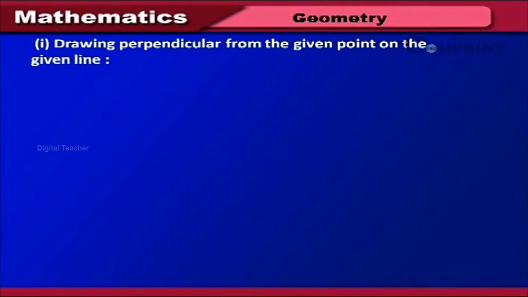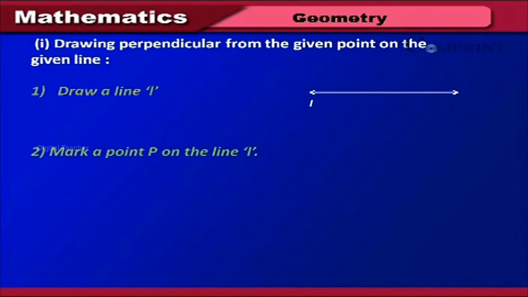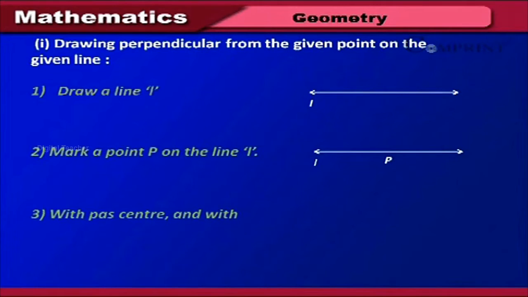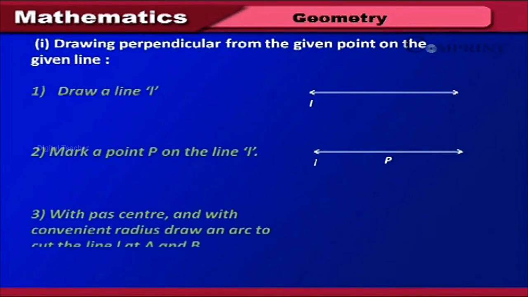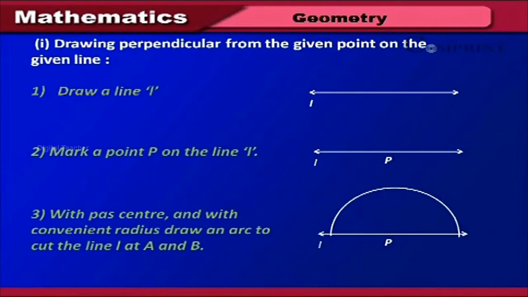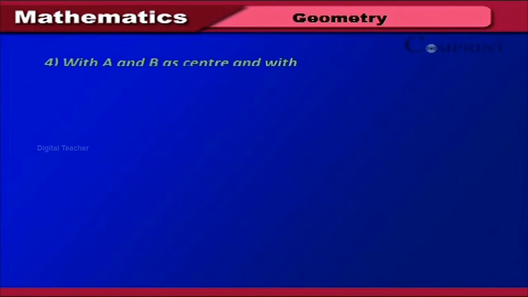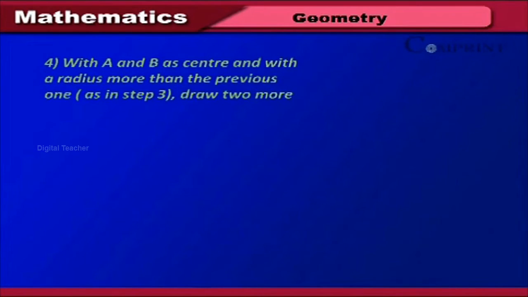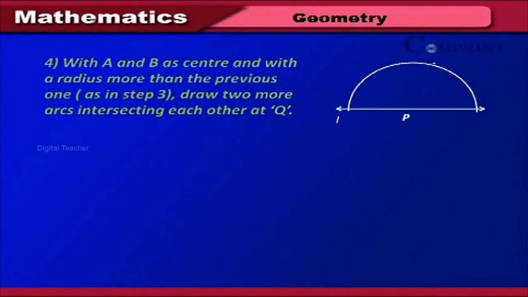Drawing perpendicular from the given point on the given line. 1. Draw a line L. 2. Mark a point P on the line L. 3. With P as center and with convenient radius, draw an arc to cut the line L at A and B. 4. With A and B as centers and with a radius more than the previous one, draw two more arcs intersecting each other at Q.